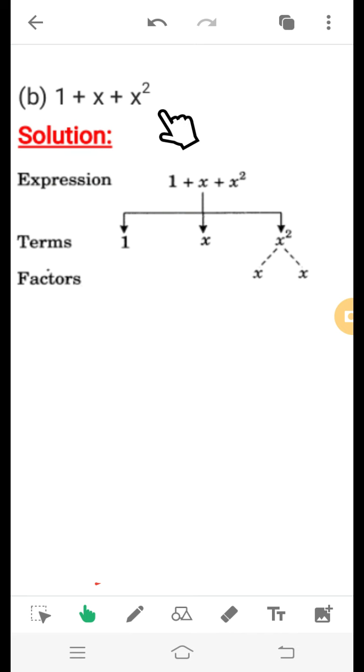Next, 1 + x². First write the expression. The terms are 1 and x². Now, the factor of 1 is just 1, so no need to write it, but the factors of x² are x and x.